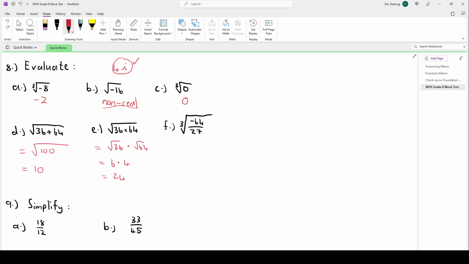Okay, question F. Now, this is the cube root of something being divided. And again, we see it's a negative and an odd root, so the answer will be negative. Now, what we can do is split this up. This is the same as the cube root of negative 64 divided by the cube root of 27. The cube root of 64 we know is 4, and because it's a negative with an odd root, it's going to be negative 4. And then the cube root of 27 is 3. That's your answer.